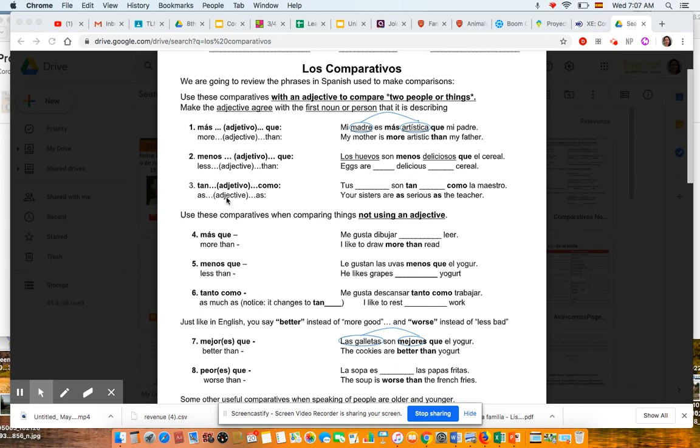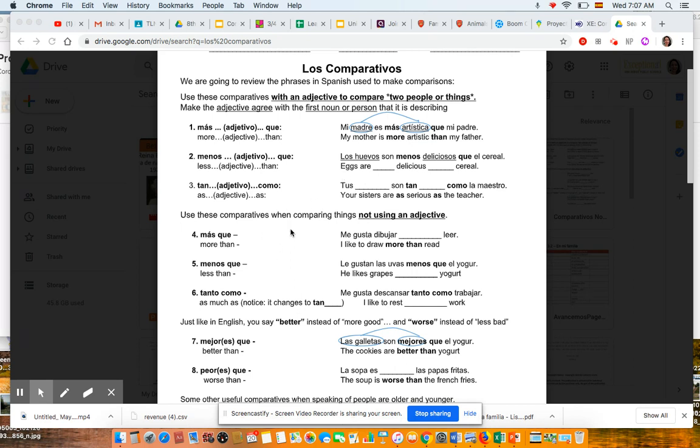And when the qualities of the things you're comparing are equal, you use tan como, as, such as tus hermanas son tan serias como la maestra. Your sisters are as serious as the teacher.